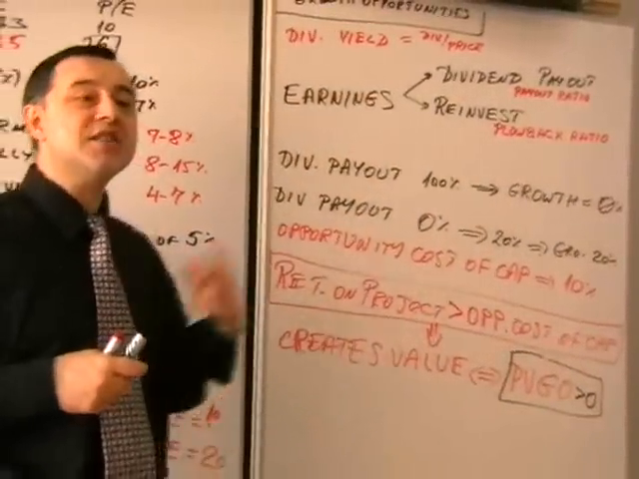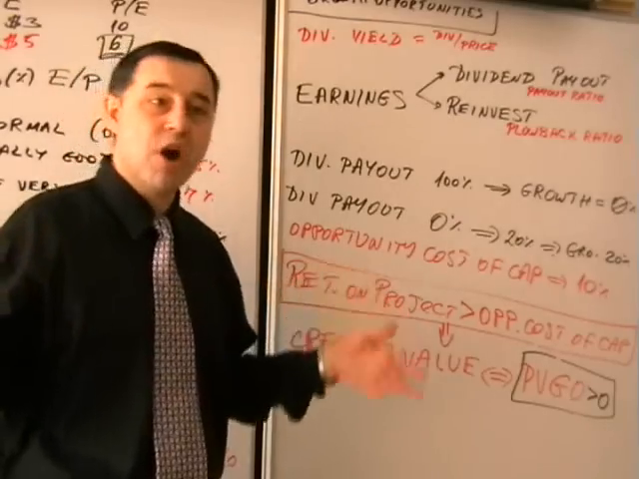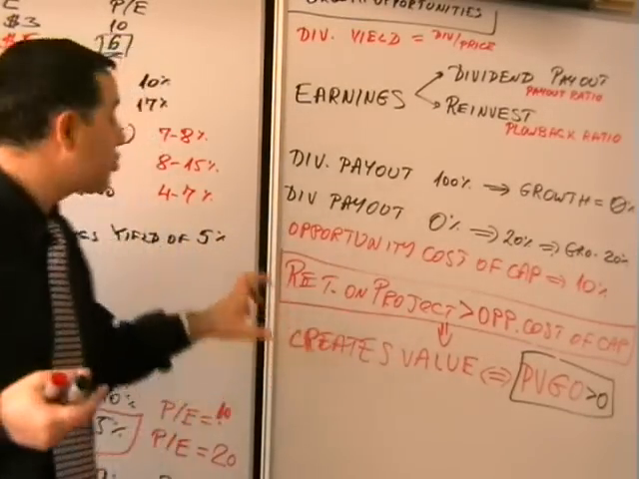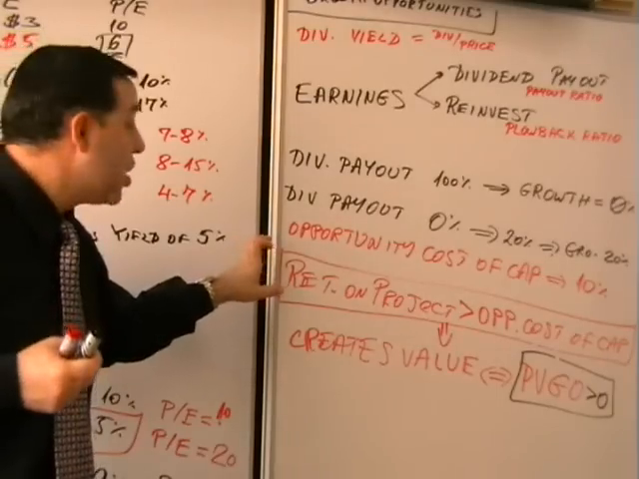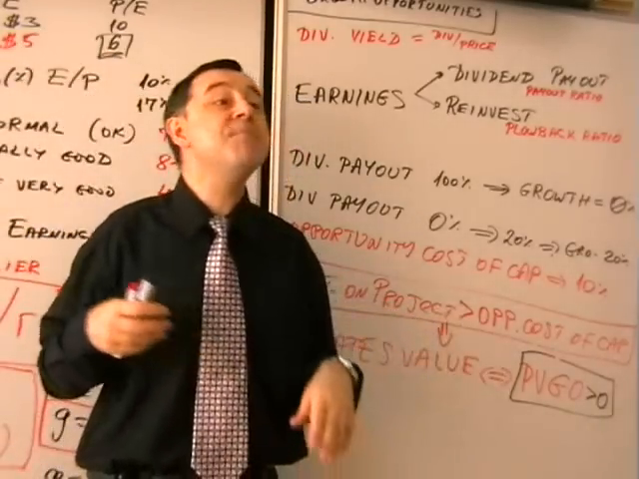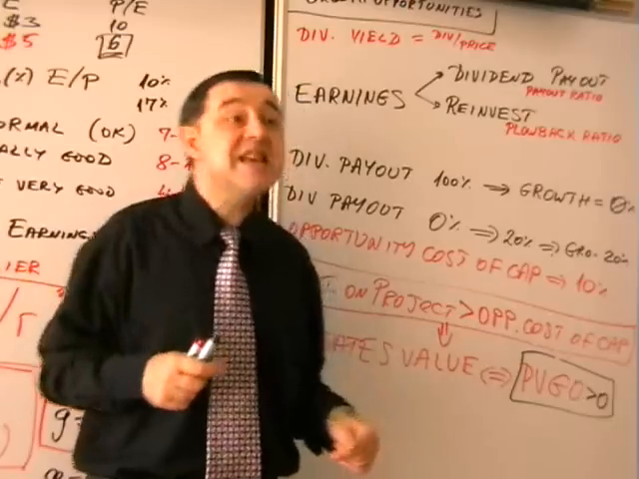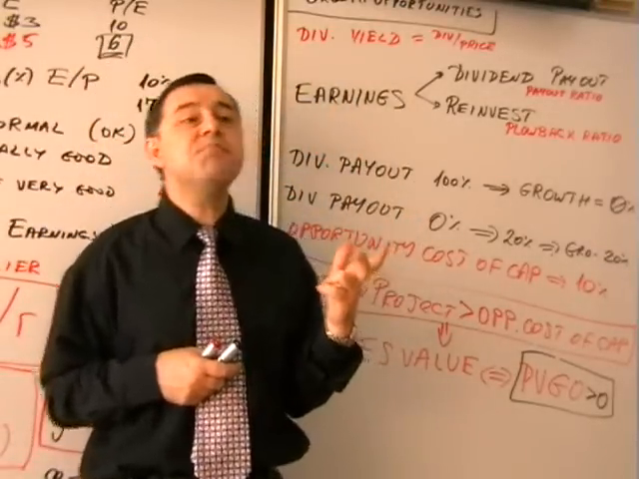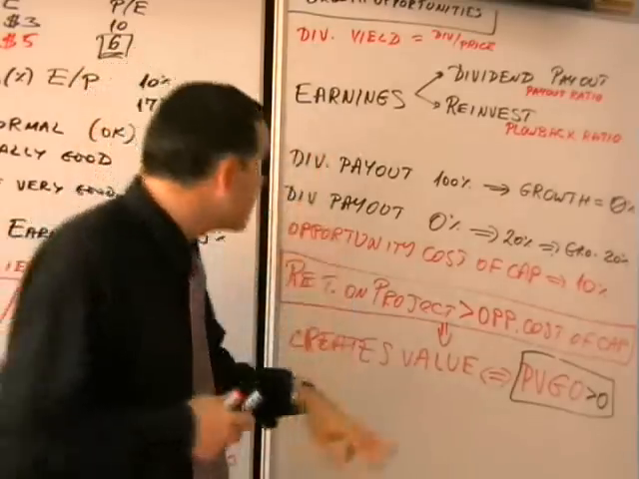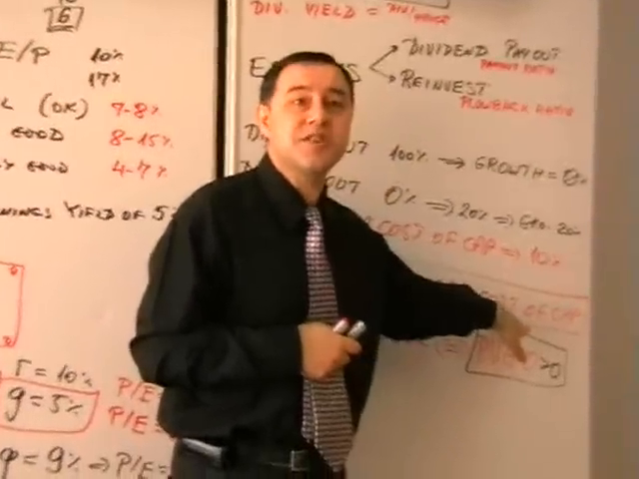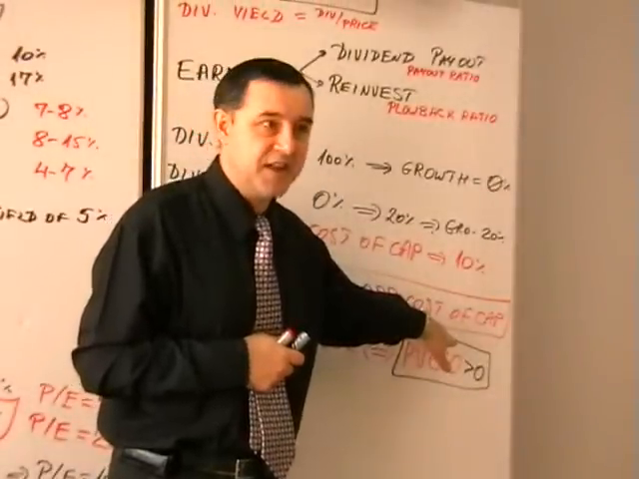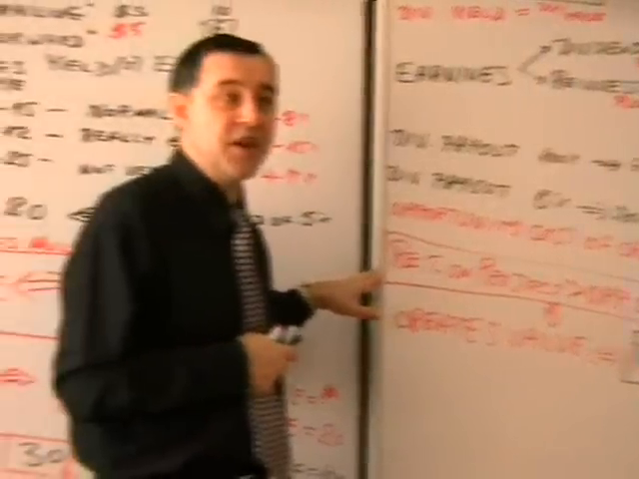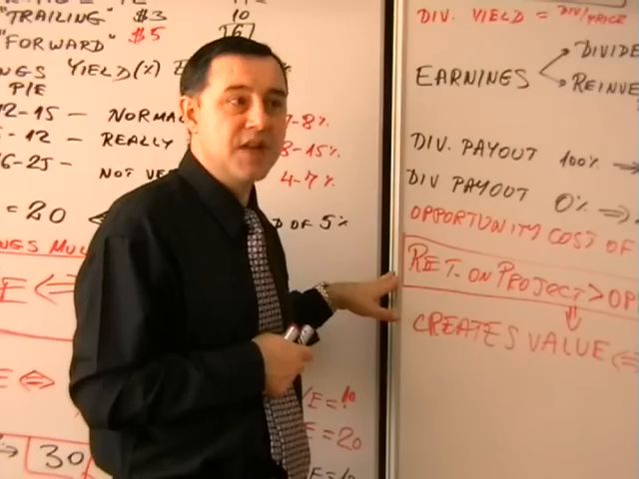All right. So just because a company can grow does not mean that it's good. That's extremely important to understand. So a company may be growing, but it may be growing at an extremely high risk. It may be growing at such a high risk that the opportunity cost of capital is 20%. And it will be returning only 15. Is that fairly clear?